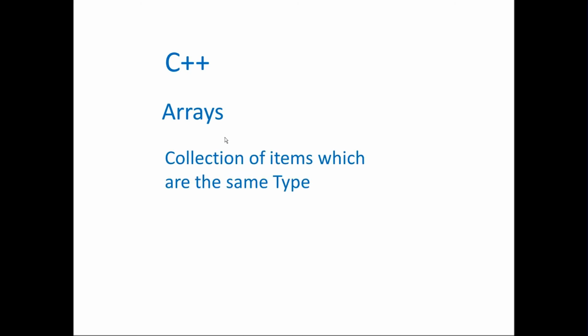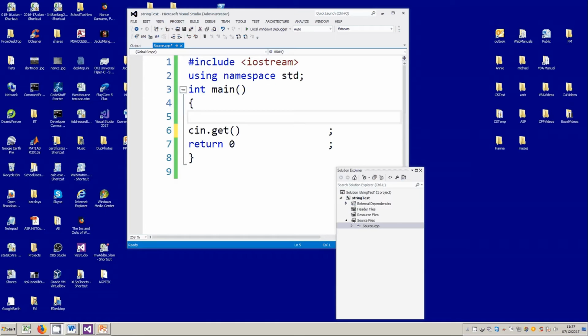What is an array? An array is a collection of items which are of the same type, either all integers or all doubles. That's the meaning of type, or indeed strings, etc. But they all must be the same. So let's start off by talking about one-dimensional arrays.